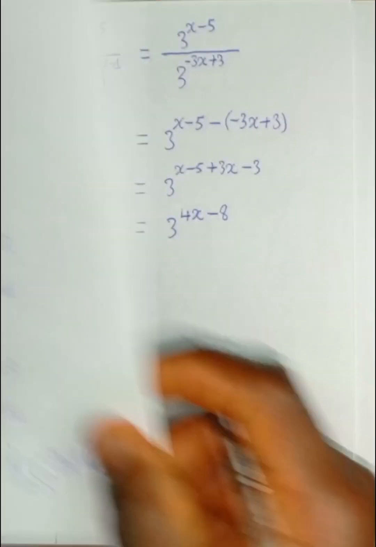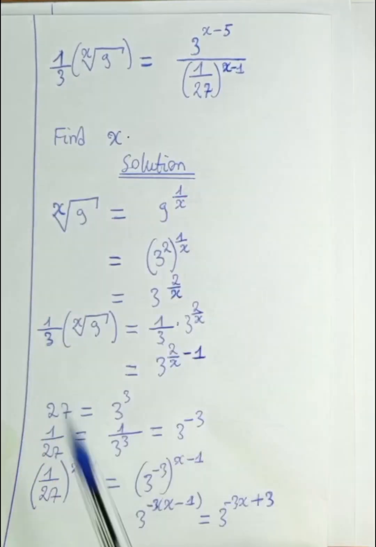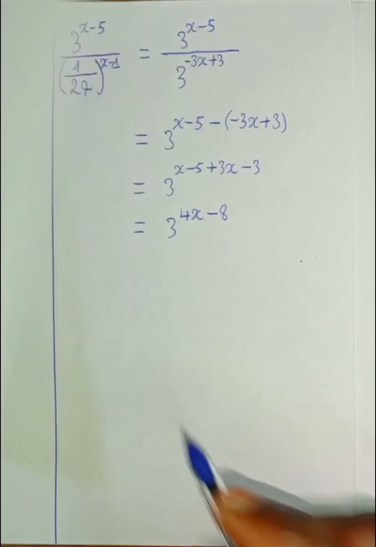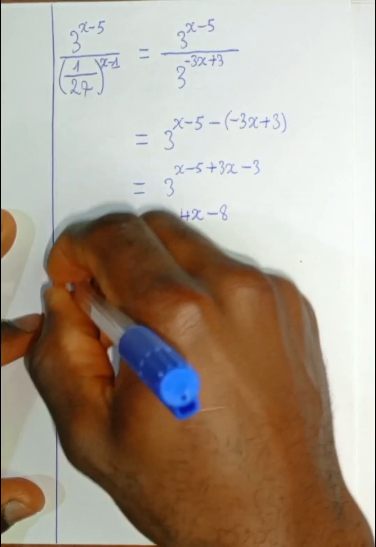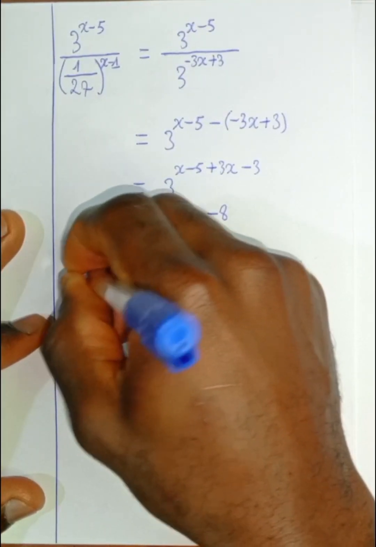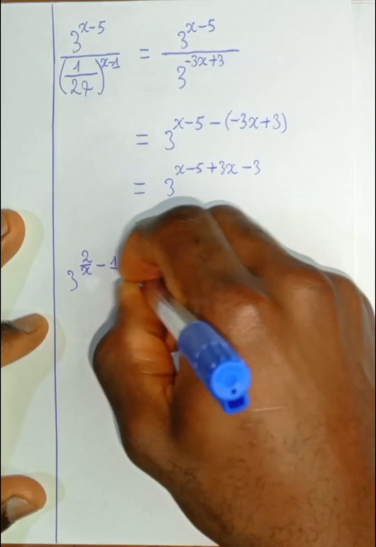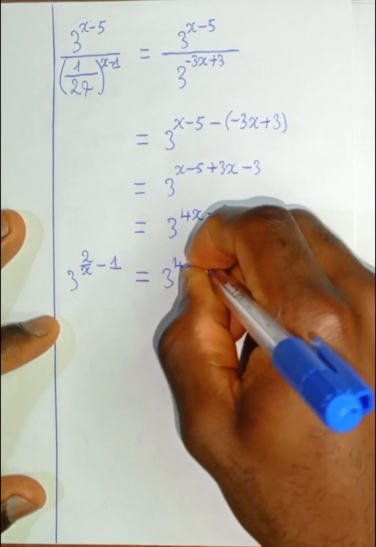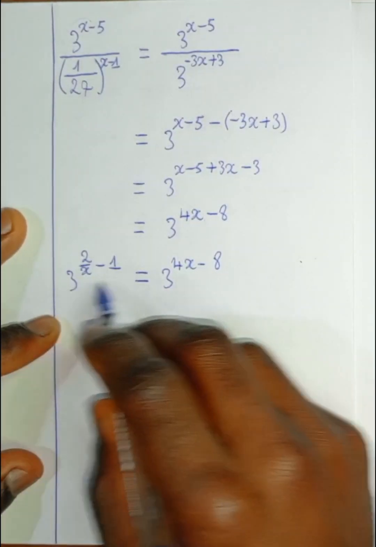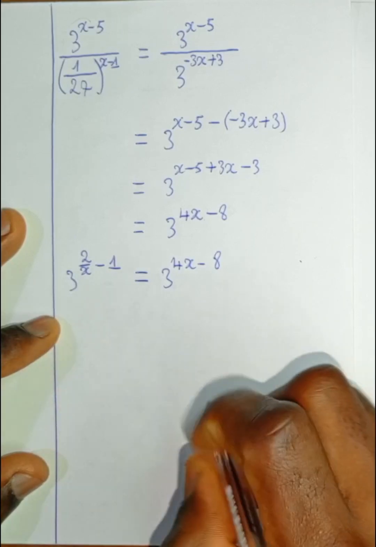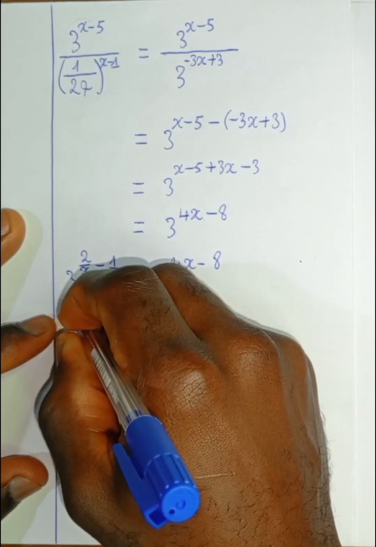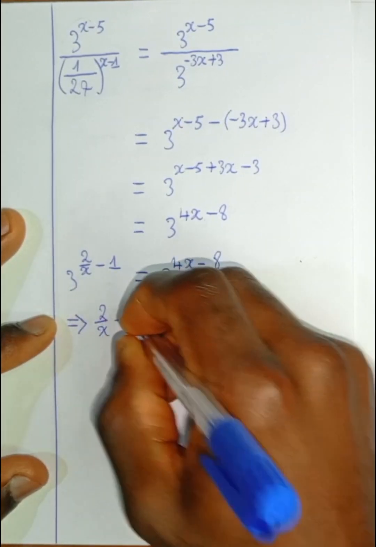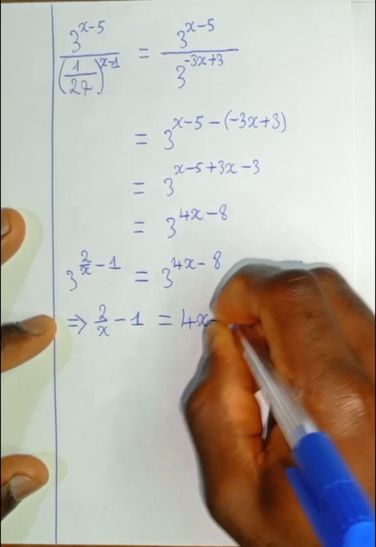Now, if we go back to our equation, at the left hand side, we are going to write 3 raised to the power 2 all over x minus 1. 3 raised to the power 2 over x minus 1 will be equal to this, which is simply 3 raised to the power 4x minus 8. At this stage, you see that the bases are the same, then the powers must be the same, since they are equal. 2 over x minus 1 will be equal to 4x minus 8.